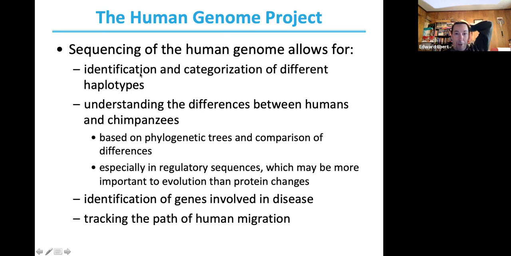But basically we can figure out different haplotypes. We can understand differences between our related organisms, like chimpanzees, we're like 99.7% identical to chimpanzee DNA. We can look at phylogenetic trees. We can look at the history of the human race and how they've migrated over time, see when cultures have interacted with each other, all that good stuff in there.